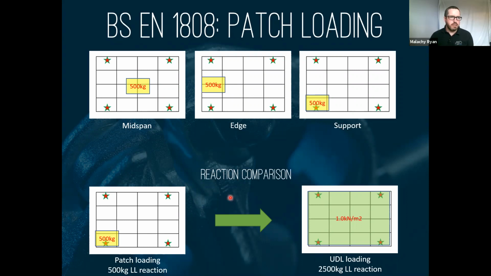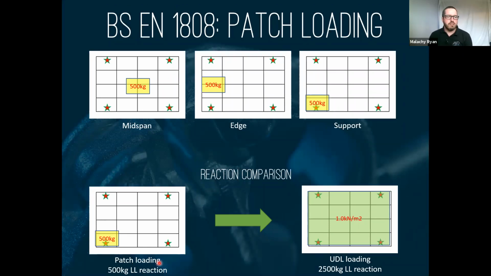And why do we do this? Well, I'll compare the reactions between a patch load version and a blanket UDL version. Well, I've kind of done these the wrong way around, but if we've got a 10 meter by 10 meter platform that's got 1 kilonewton per meter squared on it, so that's 100 kilonewtons applied to that platform. So you're looking at a live load reaction of 2.5 tons per support, 2,500 kgs, which is crazy, because you could be sending 2 men with paint and materials up there, and you're putting 10 ton on the platform.